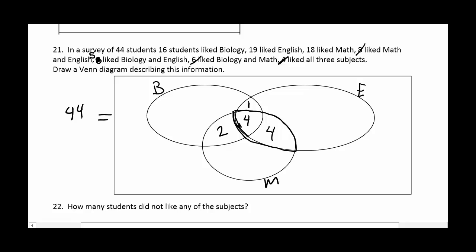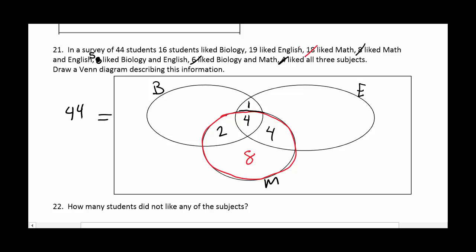All right, let's see, 18 liked math. So get rid of this. All right, switch colors here. So let me do my math circle. So if 18 liked math, how many do I know about so far? I know 4, 4, and 2, so I know 10 of them. So that means 8 of them have to be here. So 8 like math, but happen to not be so fond of biology and English.